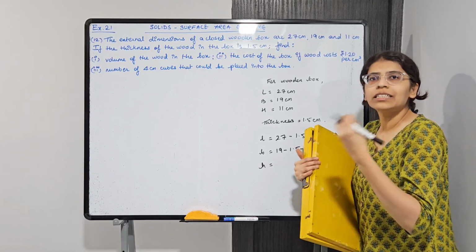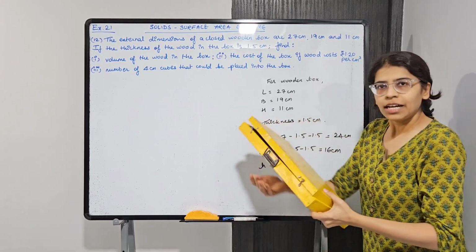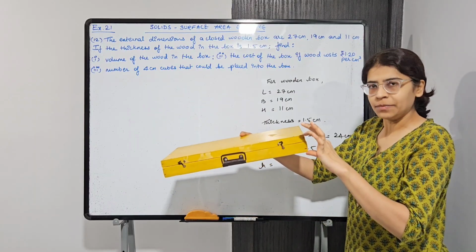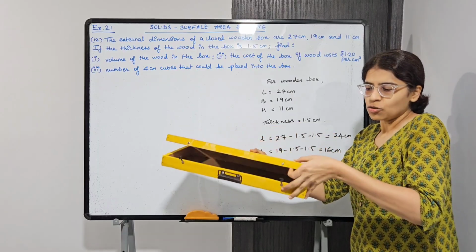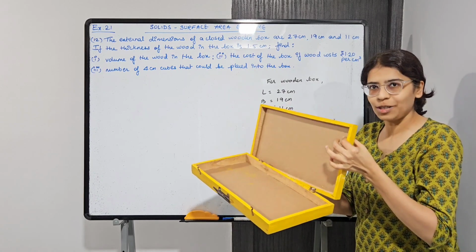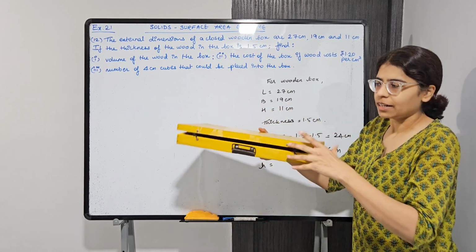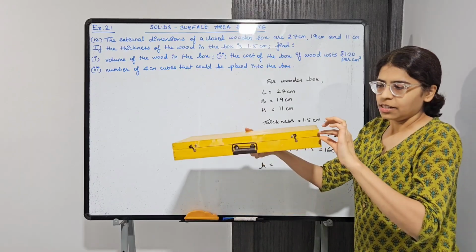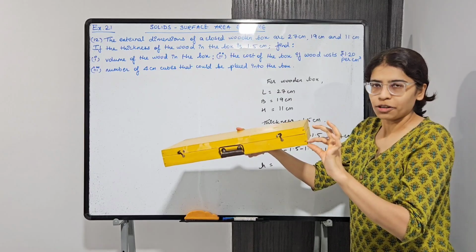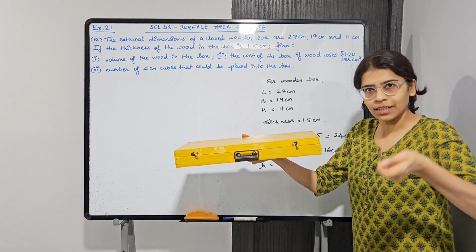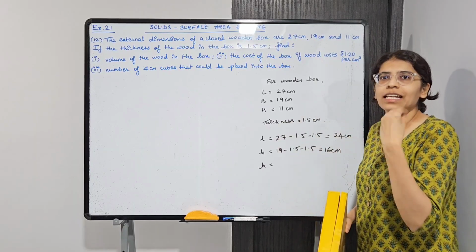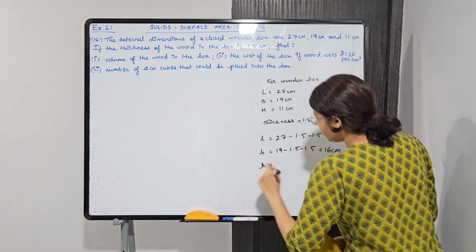Height of the box, internal height of the box. External height is given, from here to here. But same thing again, the height inside will be different. This wood has some thickness, 1.5 centimeter. So you need to subtract the thickness 1.5 from top and 1.5 from bottom. So 1.5, 1.5, twice you will subtract. So height is 11 minus 1.5 minus 1.5. That is 11 minus 3. That will give 8.